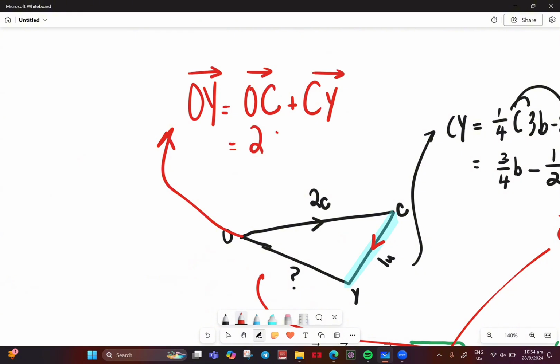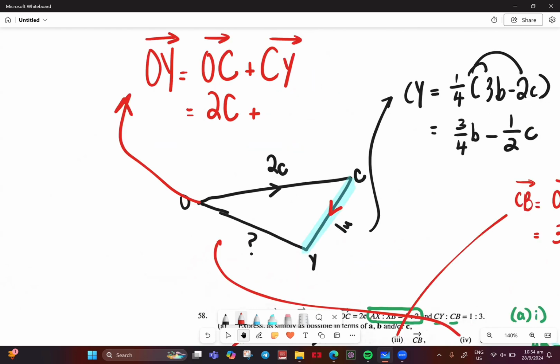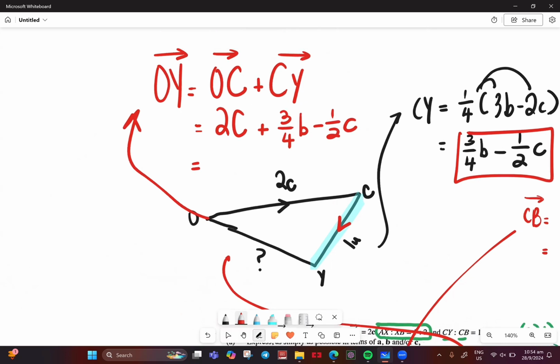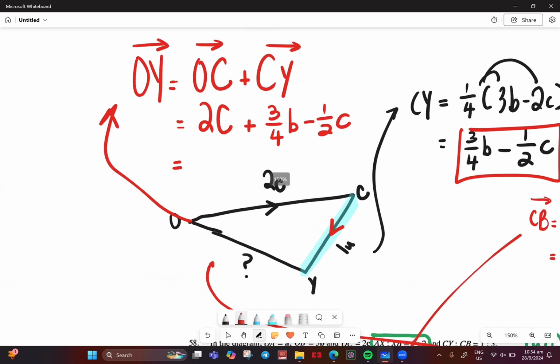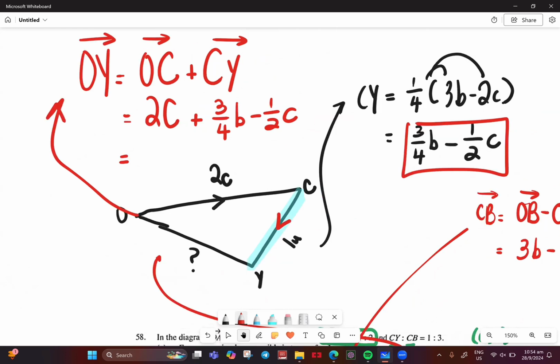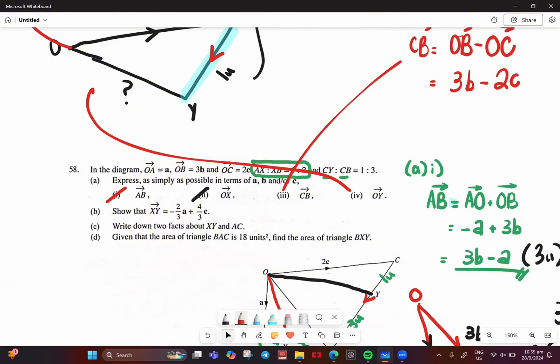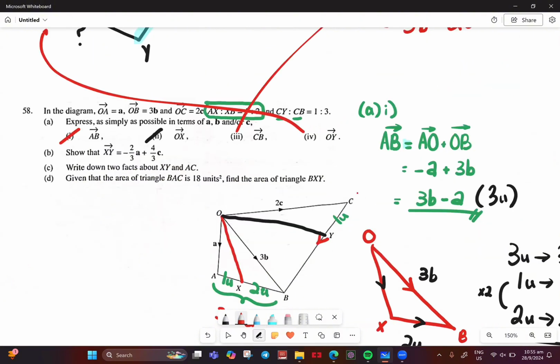OC is 2C. Am I making sense? CY is a unit. Over here, we already learned that it's 3 over 4B minus half a C. Are you understanding or not understanding? So when you get to here, you just want to make sure that C and C are together, correct or not? All right, so make sure the C and C are together. Is that okay? All right, sorry, I realized CY is not 1/4, CY is 1/3. CY is only 1/3. Let me see. Yeah, CY is 1/3. This is wrong already.